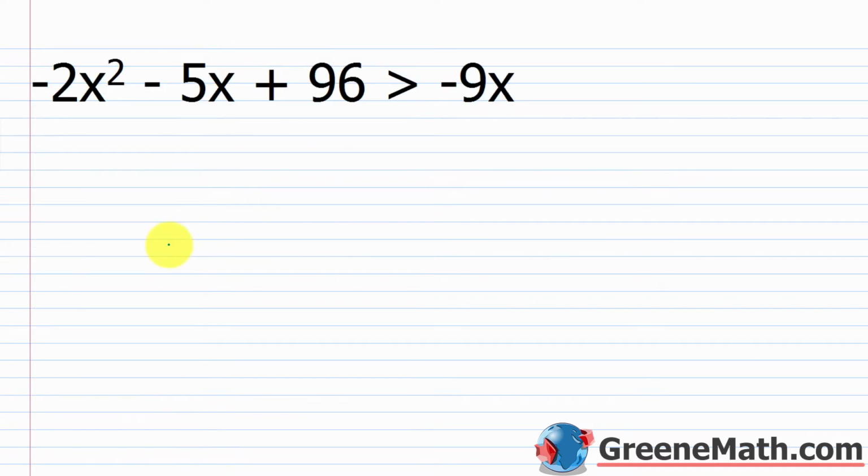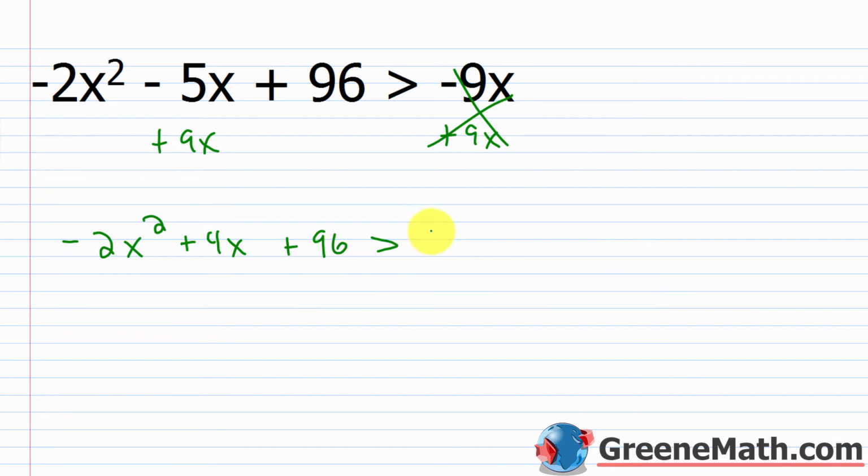All right, let's take a look at one more of these. So we have negative 2x squared minus 5x plus 96 is greater than negative 9x. Of course, we want to add 9x to both sides of the inequality. That'll cancel. You'll have negative 2x squared. Negative 5x plus 9x is positive 4x. And then plus 96, and this is greater than 0.